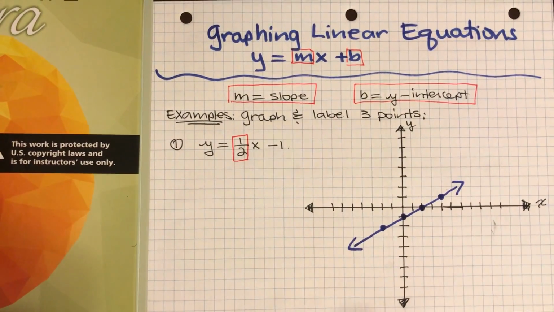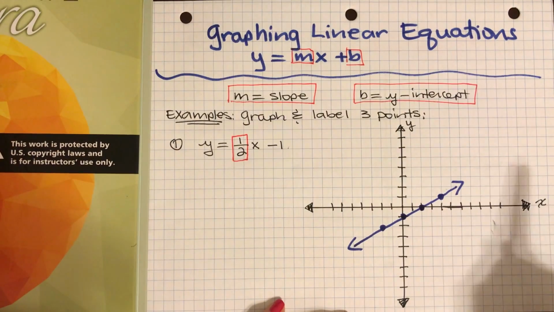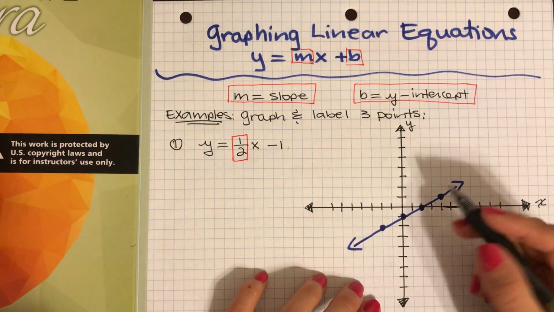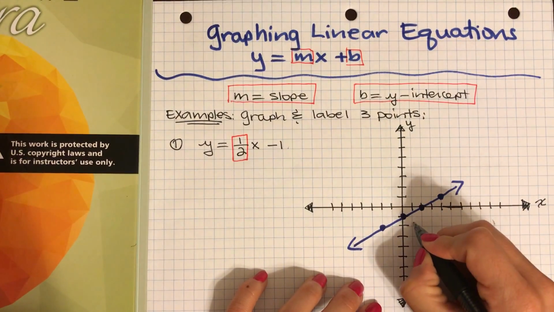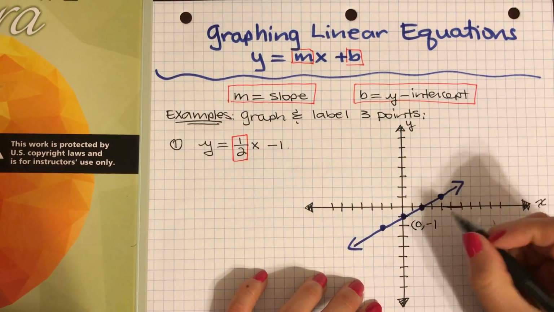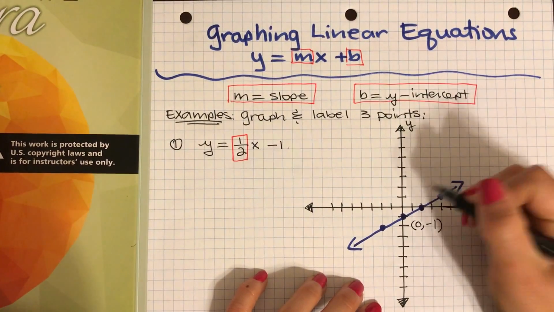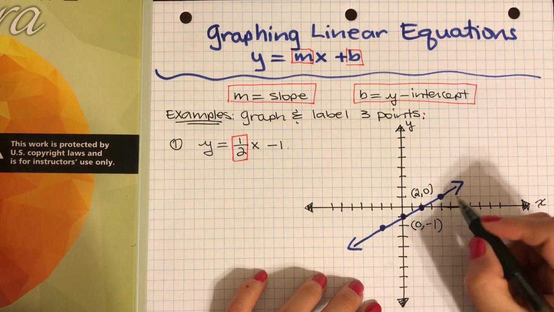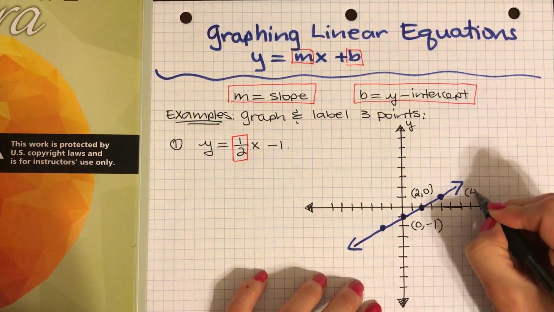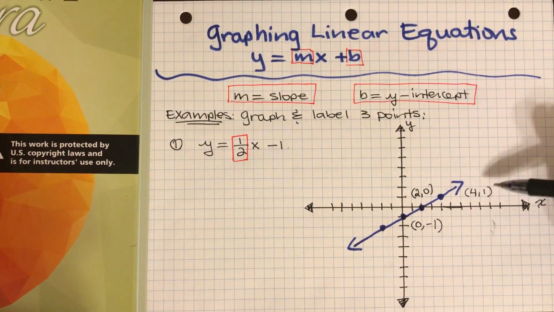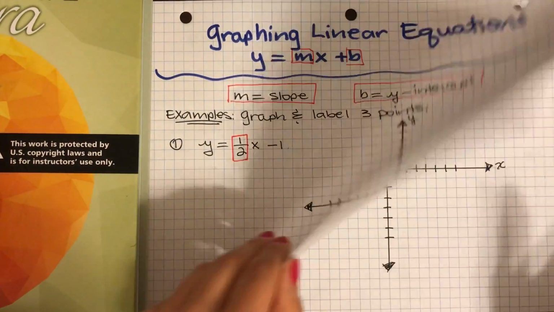It's a good idea to label the ordered pairs, at least 3 of them, so that way you have them next to the graph. So we start with the y-intercept. The ordered pair is 0, -1. Our next point, we have 2, 0, and then this last point is going to be 4, 1. So at least we have 3 points labeled and we followed our directions. Let's look at the second example.